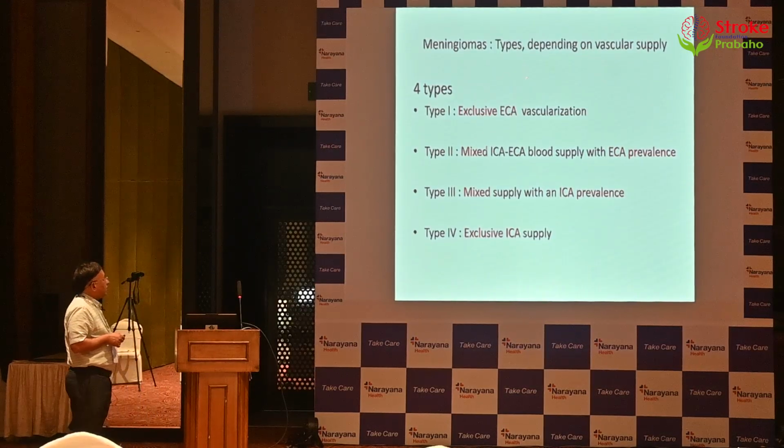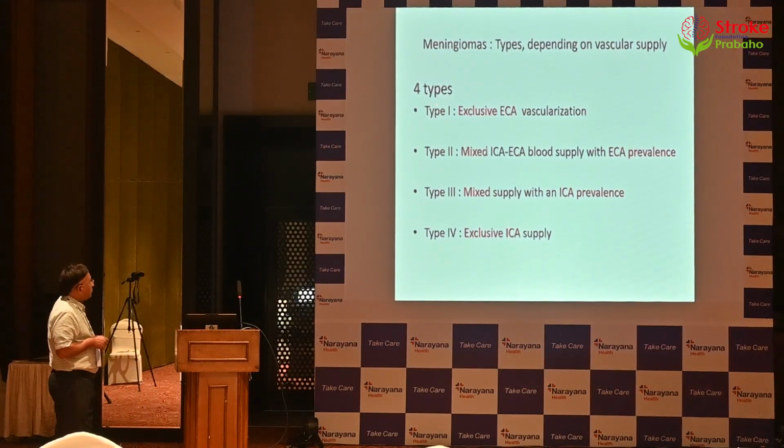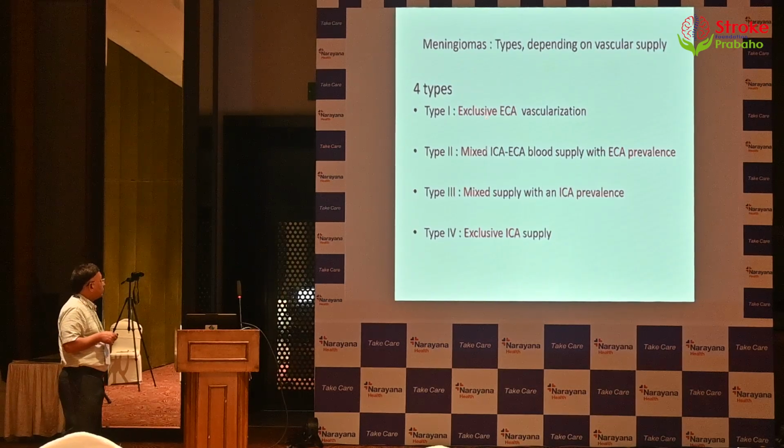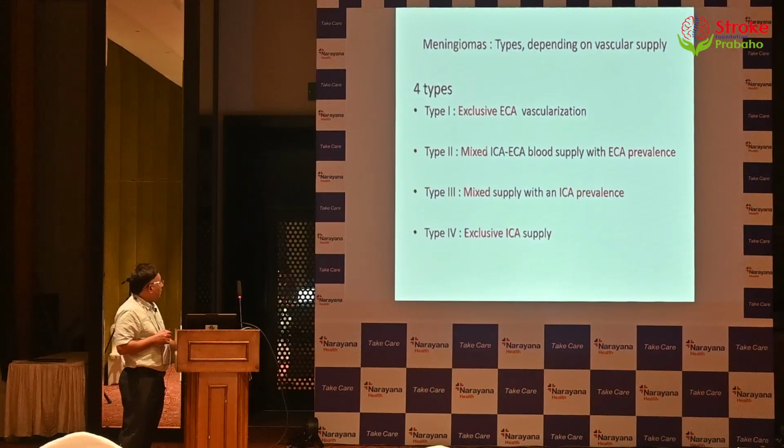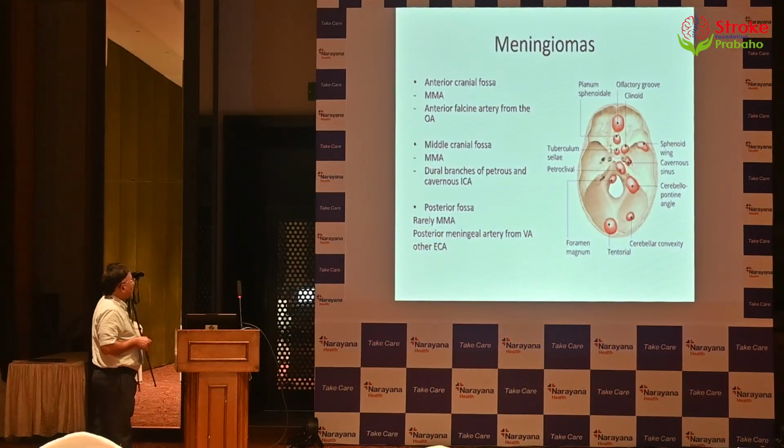Depending on the type of blood supply, we can divide meningiomas into 4 types. Type 1 is exclusive supply from the external carotid artery. Type 2 is mixed supply, so it has ICA and ECA supply, but predominantly from the external carotid artery. Type 3 is again mixed supply, but predominantly from the internal carotid artery. And type 4 is exclusive supply from the internal carotid artery. So these are the 4 types of supply present in meningioma cases.